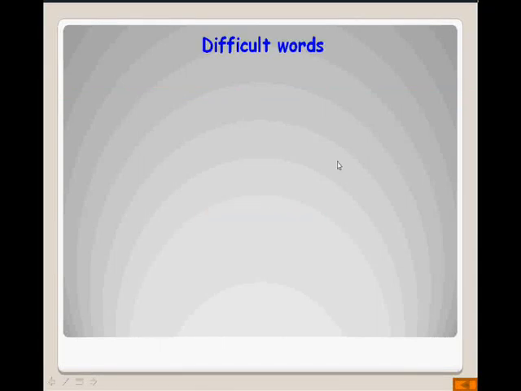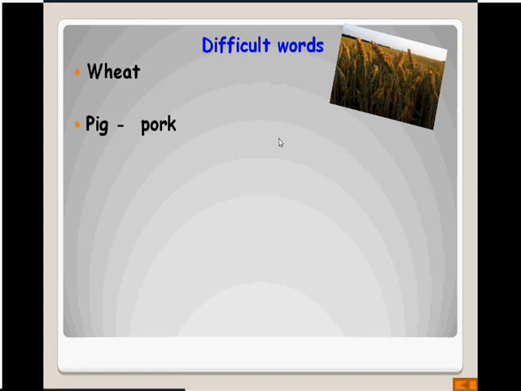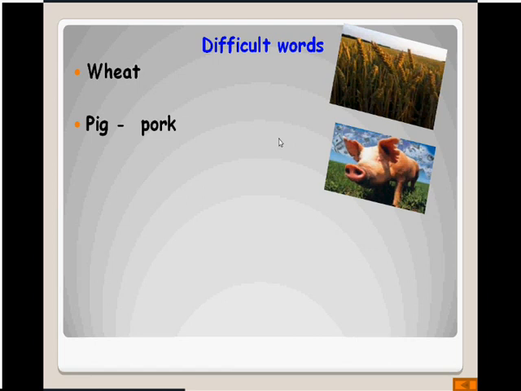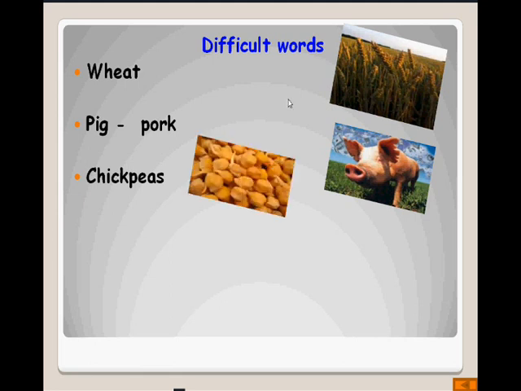Let's have a look at some of the difficult words. Wheat. I don't think wheat is a difficult word, but this is the picture which means wheat. It's a plant, small grains which we make bread from. Pig and pork. This is the pig, and the pork is the meat of the pig, which of course was forbidden in India when Islam reached there. Chickpeas, I think all of you know chickpeas. We love it when we eat it with salad.